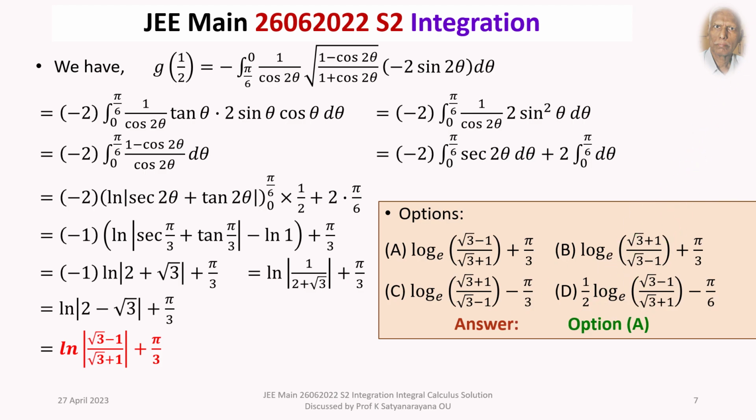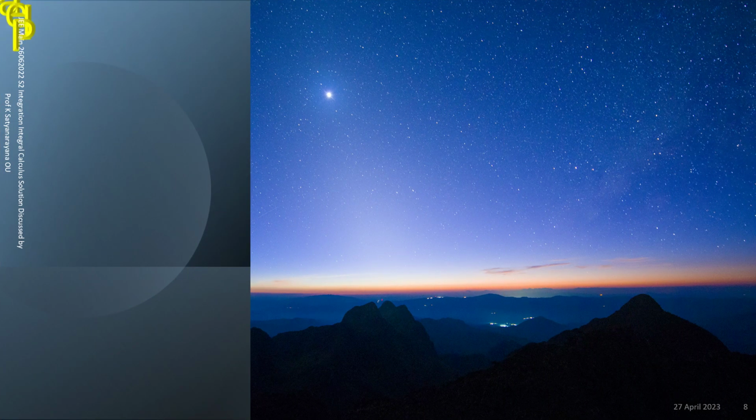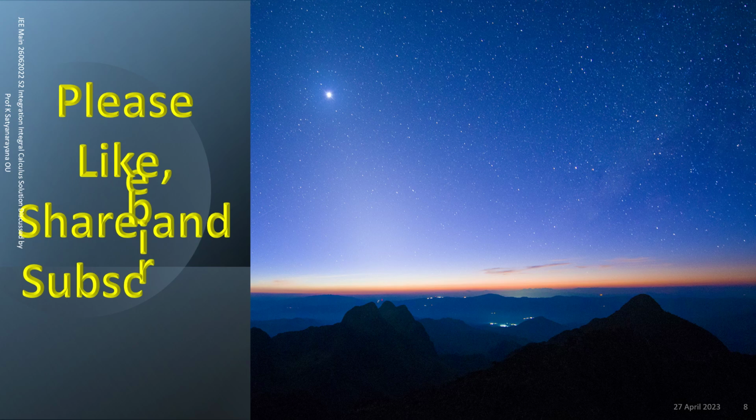So that is the detailed discussion of the solution of the problem from the section integral calculus, and it is on definite integration. I am sure that you have understood the solution of this problem, and I wish you all the best. Thank you.